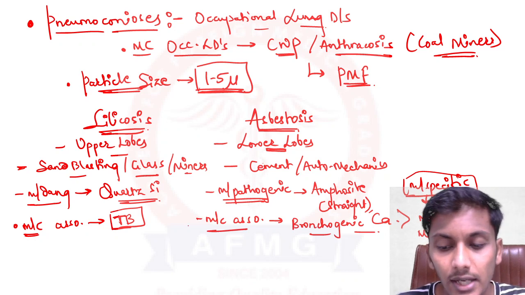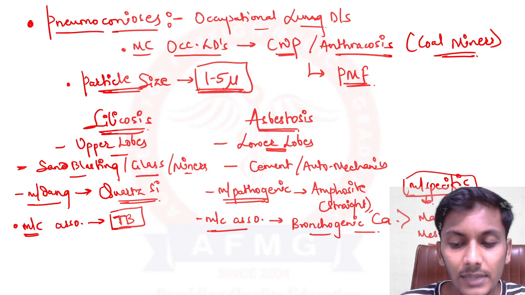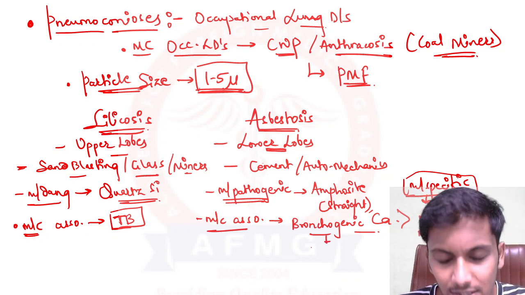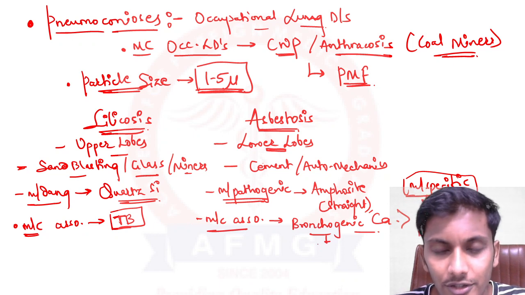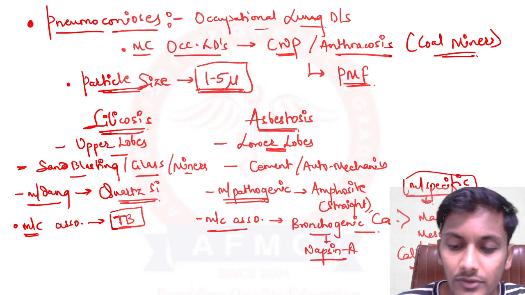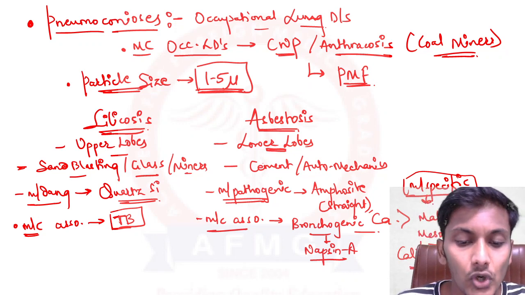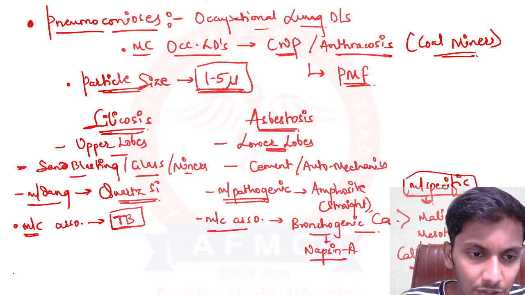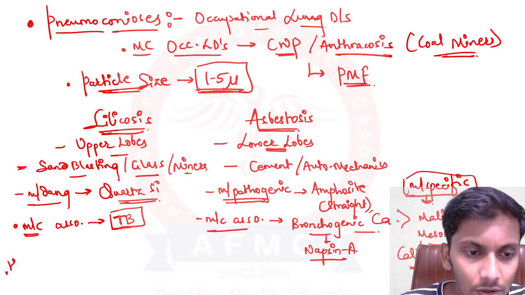Very good guys. Now apart from this, just remember the markers which are important. For bronchogenic carcinoma, the best marker is napsin A, whereas for malignant mesothelioma, the best marker is calretinin. These are important questions from pathology that you guys need to know. And the last point that you need to know is the histopathological examination.